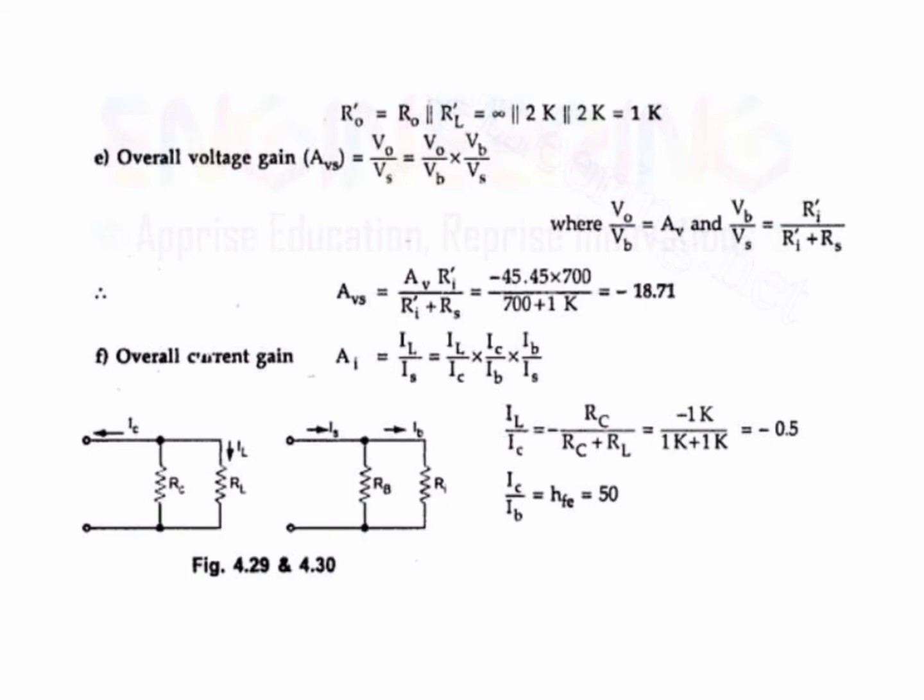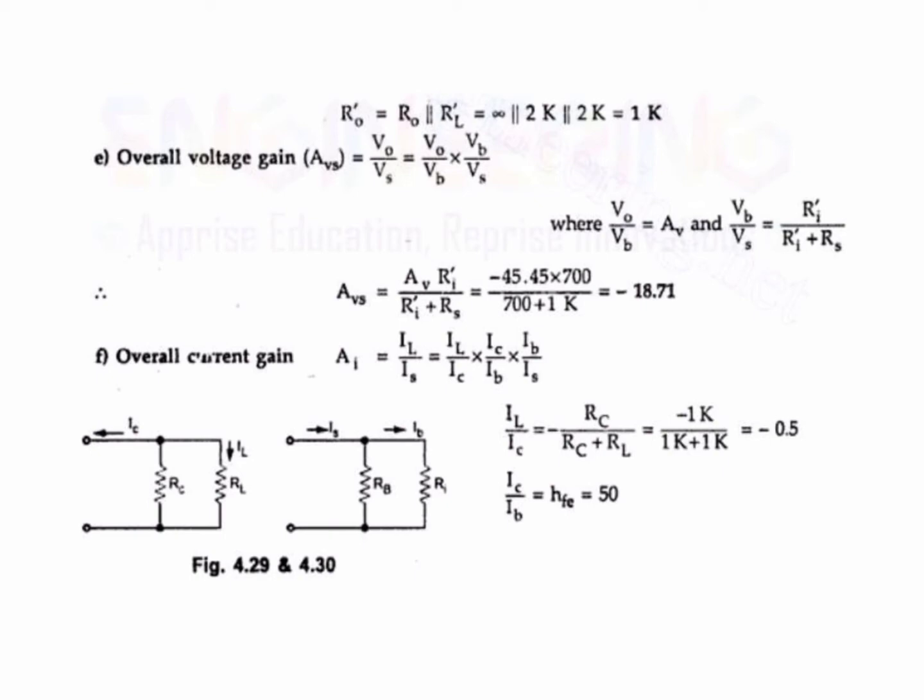So here V0 by Vs. For calculation, we multiply and divide by VB, where V0 by VB is equal to AV, because voltage gain is equal to output voltage by input voltage. So V0 by VB is equal to AV, and VB by Vs is equal to Ri dash by Ri dash plus Rs. Since, as you have seen in the previous circuit diagram, by applying the voltage divider rule, we get VB is equal to Vs into Ri dash by Ri dash plus Rs.